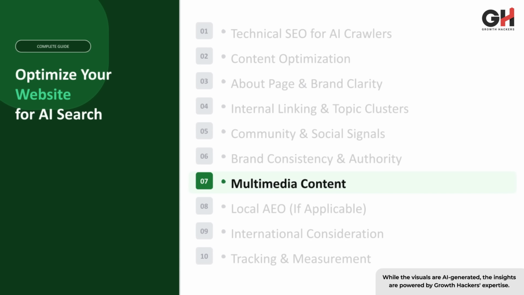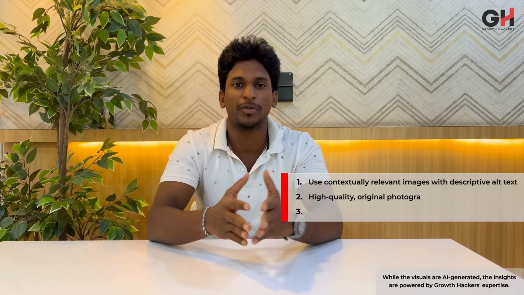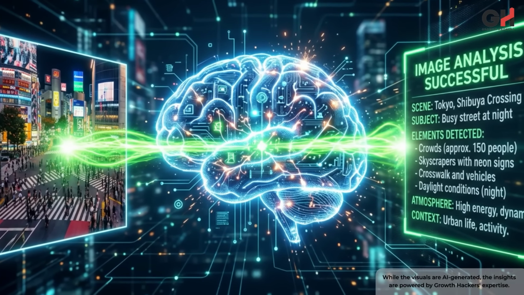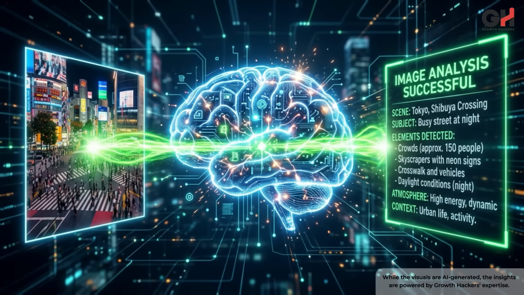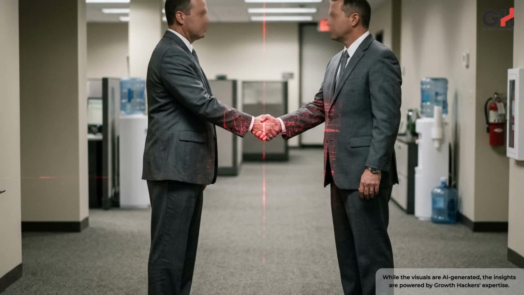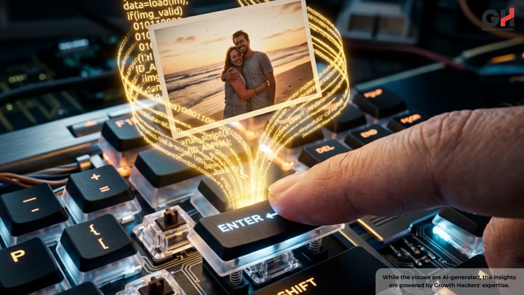Section 7. Multimodal content. Point number 1. Image optimization. AI processes images for context understanding. Use contextually relevant images with descriptive alt text. High-quality original photography. Infographics with data visualization. The result? Proper alt text plus relevant images leads to better content comprehension by AI. Generic stock photos with poor alt text miss visual signals entirely. Every image should have descriptive, keyword-rich alt text.